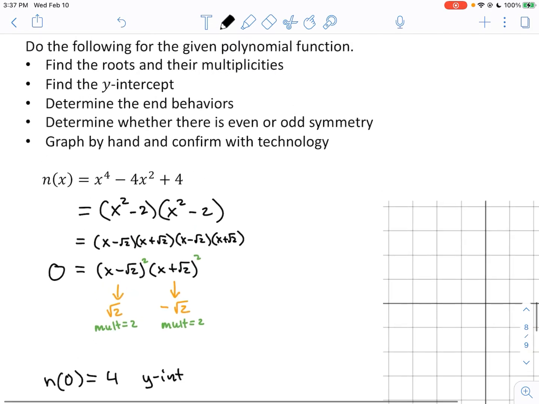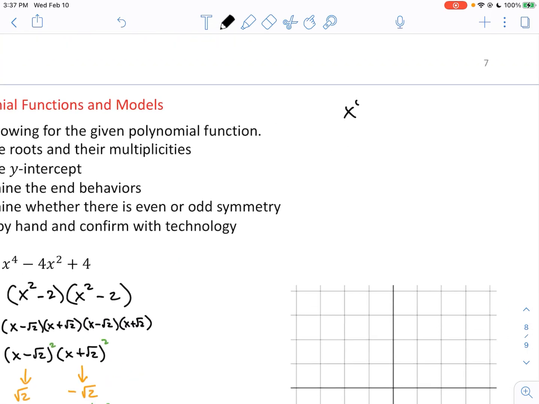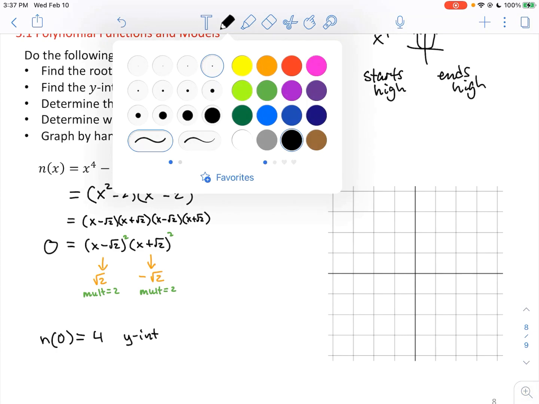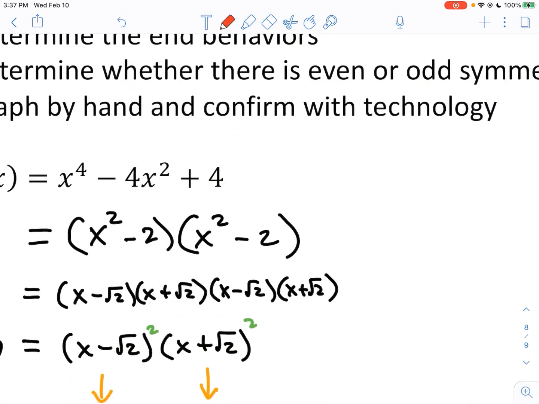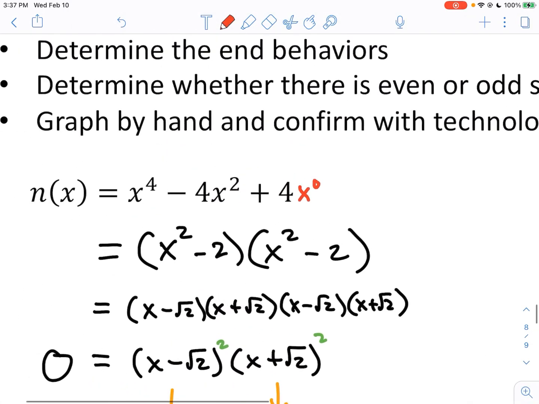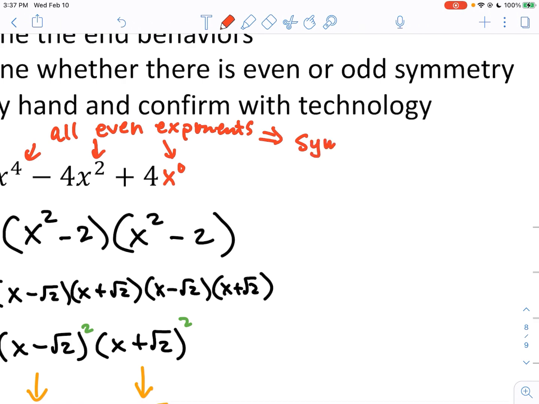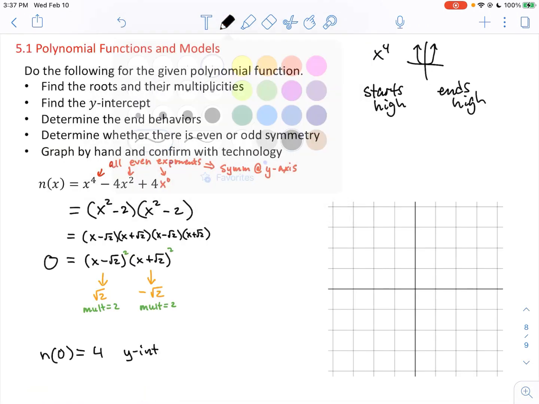We need to do the end behaviors. The leading term is just x to the 4th, and that looks like a flattened cup shape, with both ends up. So this one starts high, ends high. Determine whether we have even or odd symmetry. Notice all the powers are even. You could put an x to the 0 on the constant term, but all the exponents, in general form, are even. When that happens, that tells us that we have symmetry about the y-axis. All right, ready to graph this thing.